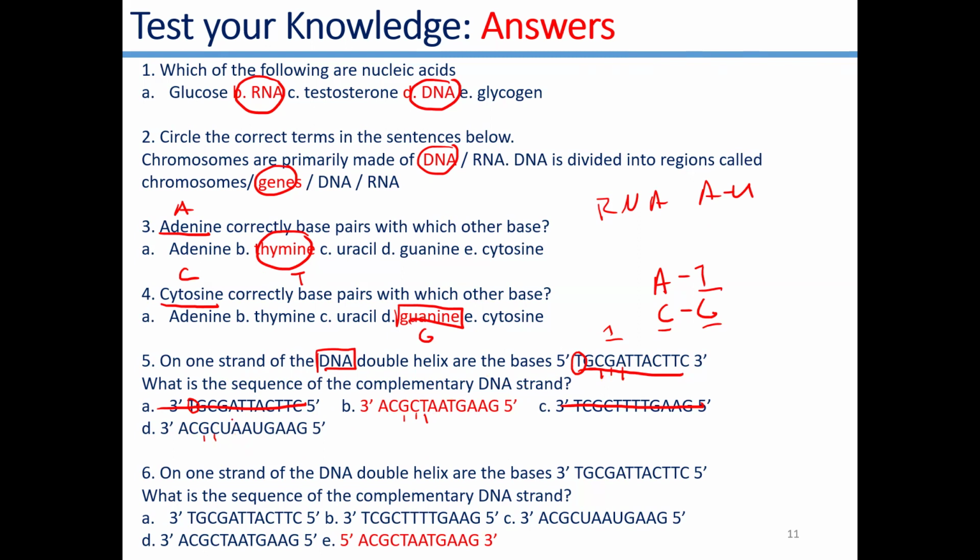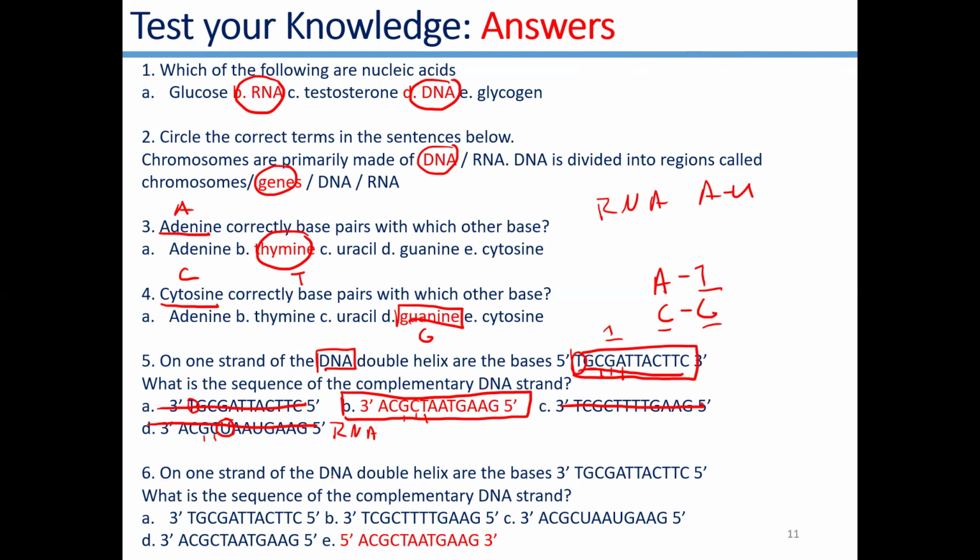T, this one checks out. Right here, you can see that we have a U, meaning that this is not going to be correct. That one is meant for RNA. So this one right here would be the complementary set, or the one that matches up with this for DNA. And then we would do the exact same thing for number 6.